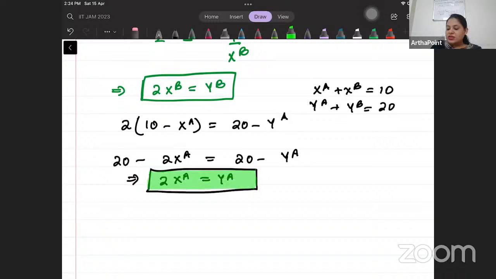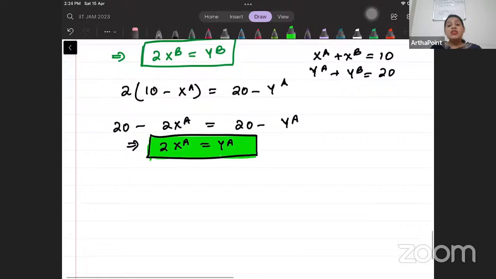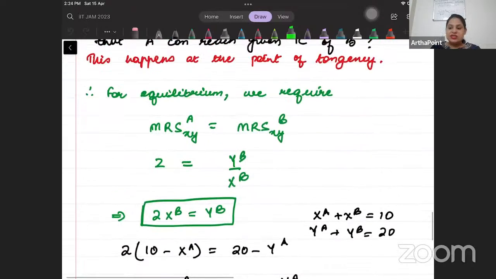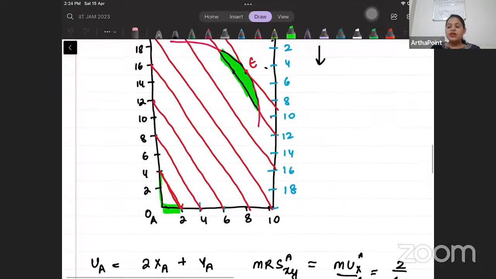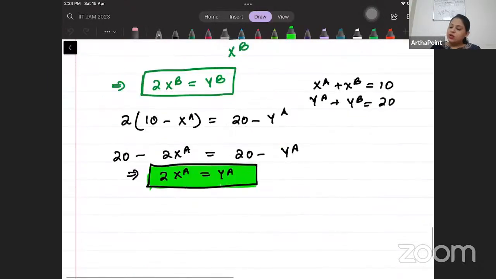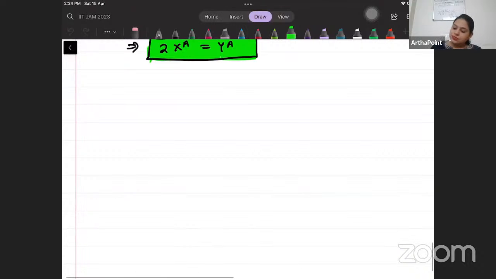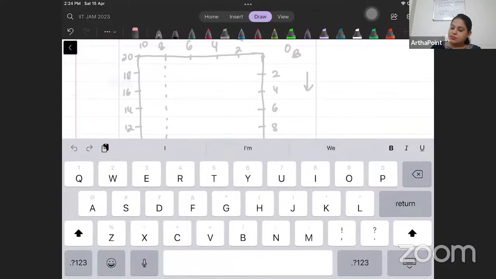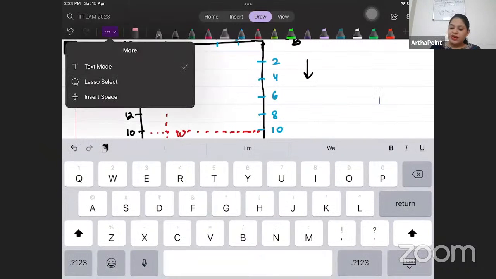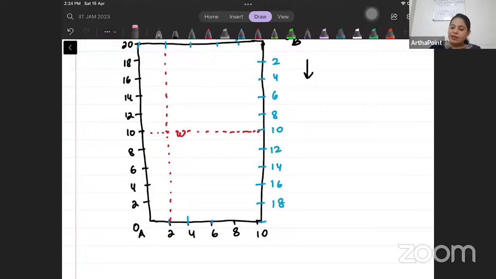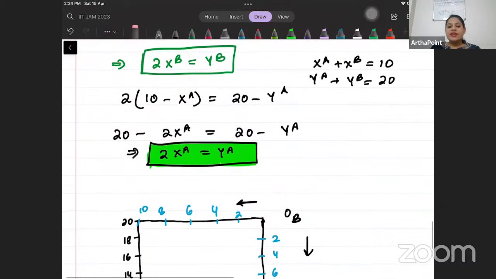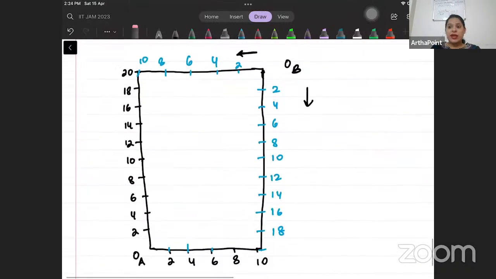Now, why did I do it in terms of individual A? Because I want to plot this contract curve. And plotting is easier when I check it from the origin of individual A, right? So what I can do is paste the same diagram that we had drawn here. I now know the equation of my contract curve. And the equation is that YA is 2 times XA.